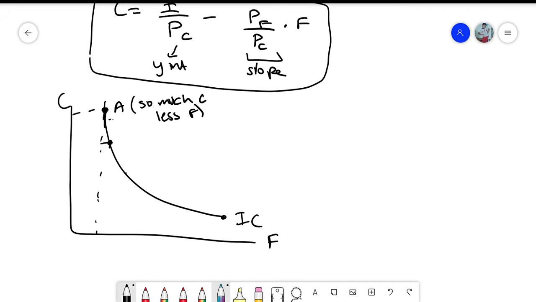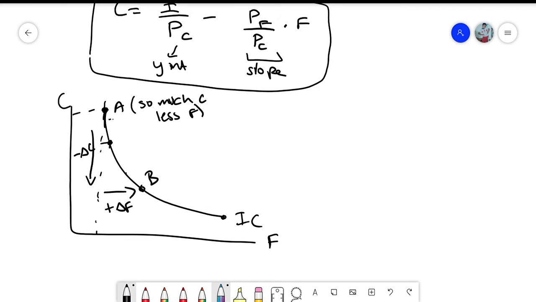And basically, what we are going to do today is, we know that the slope of the budget line is PF over PC. And then we're also going to do another thing with this IC curve. Okay, so for the IC curve, I am at A, and then this is going to be my B. So when I go from A to B, I lose some change in C, and I add some change in F.